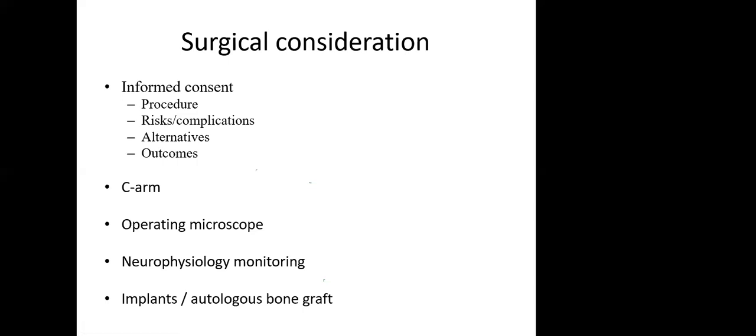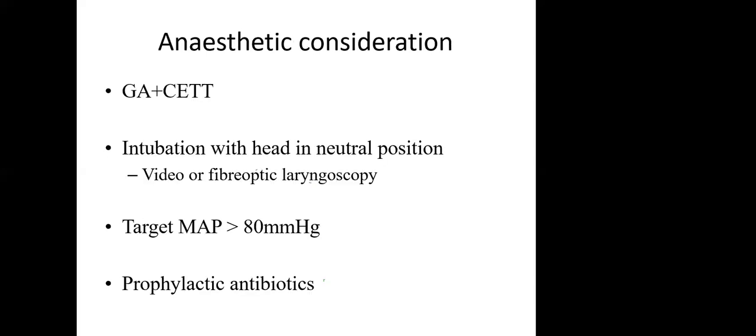An important surgical consideration: informed consent must be obtained. These patients must be well counseled on the goal of surgery, as we stated earlier. They must understand the details of the procedure, the risks and the complications associated with it, and then the alternatives to treatment: non-operative, posterior or anterior approach. All this has to be explained, as well as the expected outcome as regards improvement in neurology. Then it is good to have a C-arm, which will help for intraoperative localization, an operating microscope, neurophysiology monitoring, and also implants or autologous bone graft has to be planned.